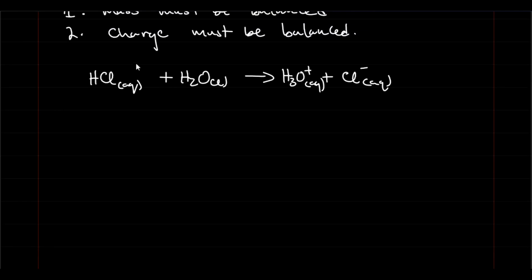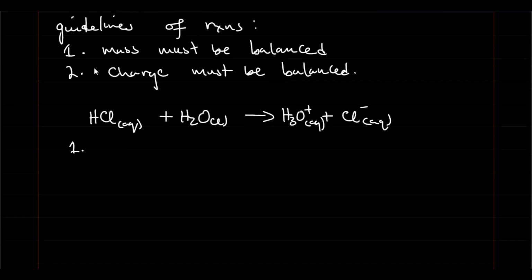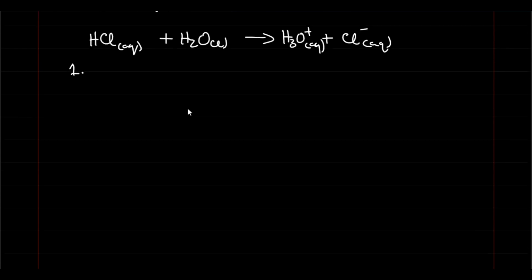Now what happened here and how are we balancing this? Following guideline number one, if we check mass, let's start with the number of hydrogens on the left hand side. How many hydrogens do we have? We have one here and two here, so we have 3 hydrogens on the left.